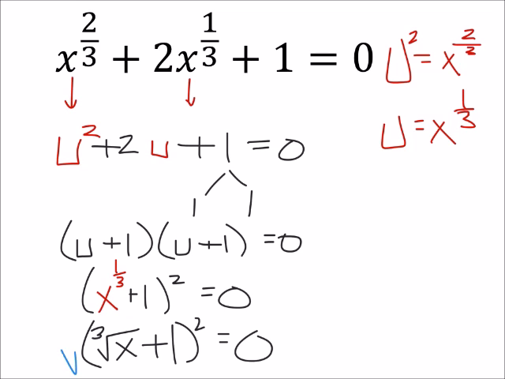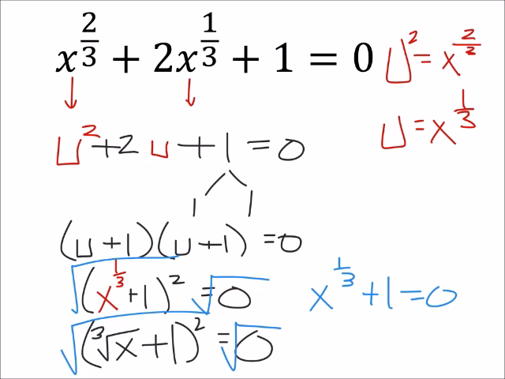If I went ahead and square rooted this, whether it was either one of these, by the way, because they are the same thing, then I've got the square root of something that's squared, but it's 0, so it doesn't really matter if I take the positive or negative value of 0 on that, and I just end up with x to the 1/3 plus 1 equals 0.